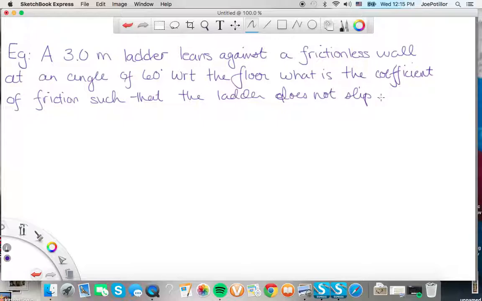So what's this coefficient of friction such that the ladder doesn't slip? Okay. So the first thing we need to do is, of course, draw pictures to set up our solution. So I would go ahead and erase the problem.